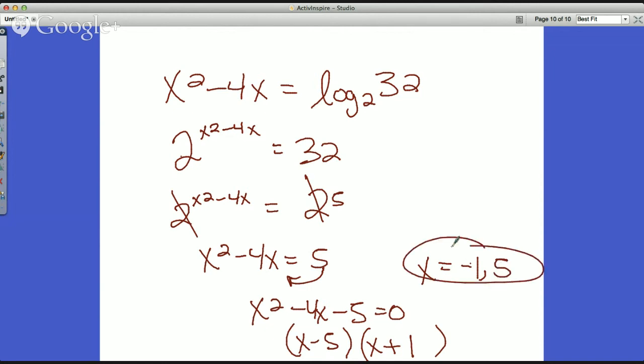Where does the 2 go over log 32? That's just part of it. I saw how you went from 2 to the 5th. Did we shoot that to the front? This right here we changed from log form to exponential form. So if we do that, the base of the log is the base of our exponent on the other side. So 2 to the x squared minus 4x is what we changed that to. Word. All right.